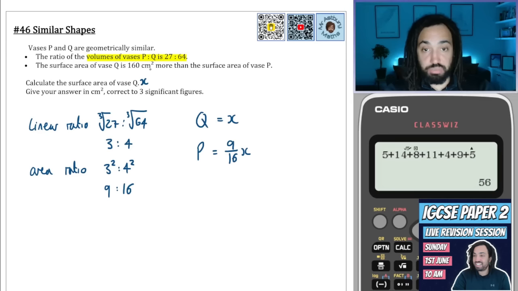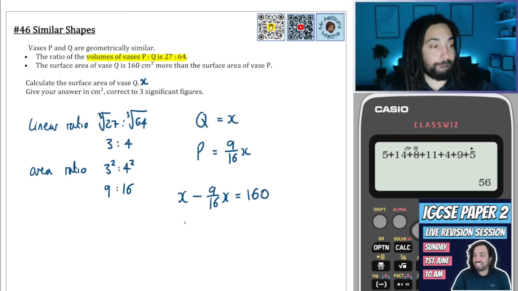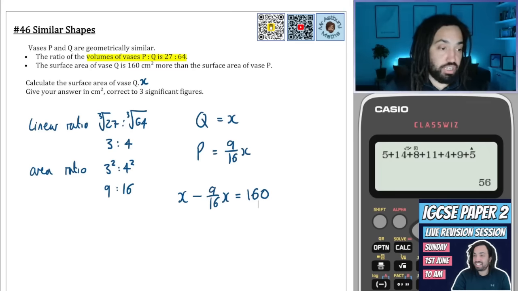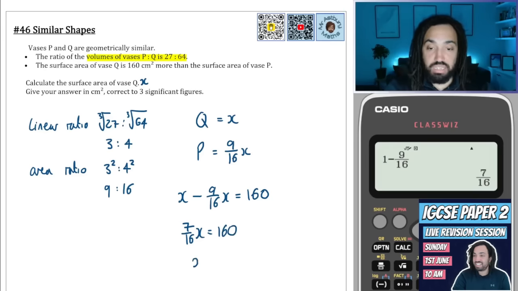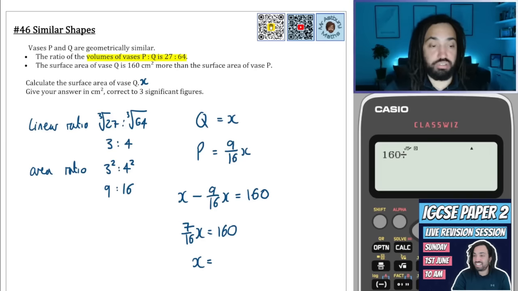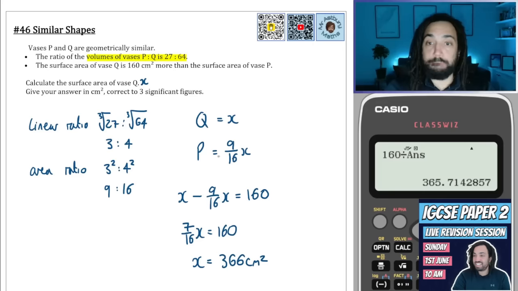And then it says the difference between them is 160. So if I take the larger one, X, and I minus the smaller one, then this will give me the difference between them, which is 160. Okay, so what we need to do then is figure out what 1x minus 9 over 16 x is, and that will be 7 over 16. So we'll have 7 over 16 x is equal to 160. And then we can divide through by that 7 over 16, and that will give us x, which is the surface area of the vase Q, which is exactly what we're trying to find. And we just need to write that now to 3 significant figures. So that's 366 centimeters squared. Perfect.